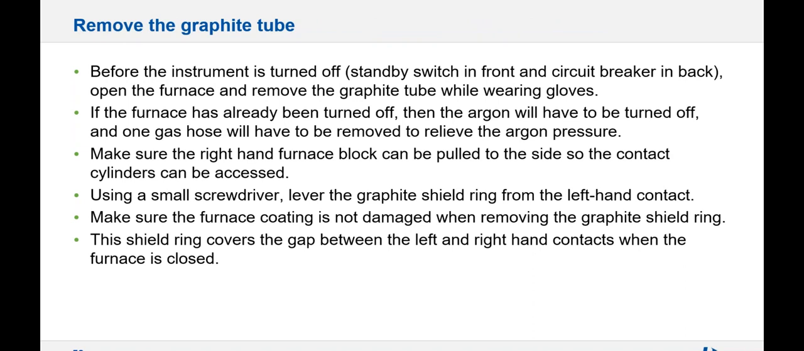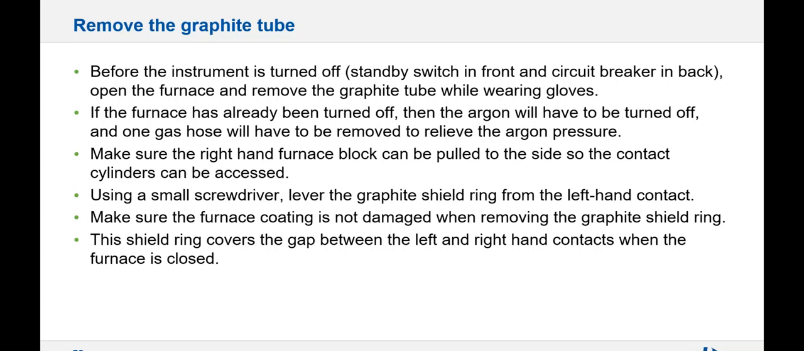All right, before the furnace is turned off, and you would turn it off by the standby switch in the front and the circuit breaker in the back, open the furnace and remove the graphite tube while wearing gloves. If the furnace has already been turned off, then the argon is going to have to be turned off and one gas hose will have to be removed to relieve the argon pressure. Make sure the right-hand furnace block can be pulled to the side so the contact cylinders can be accessed.